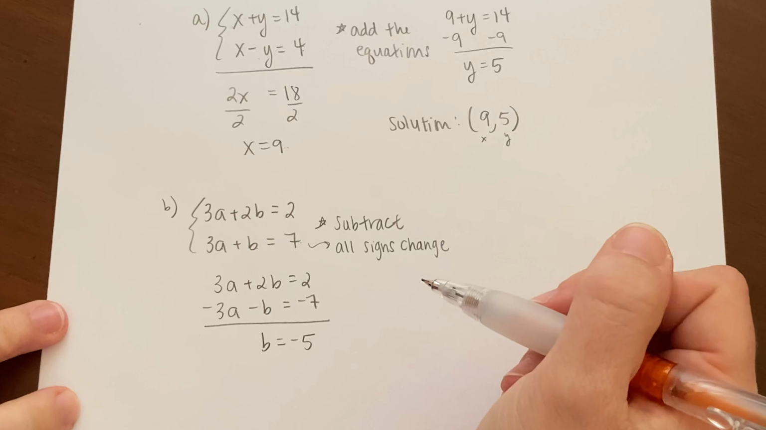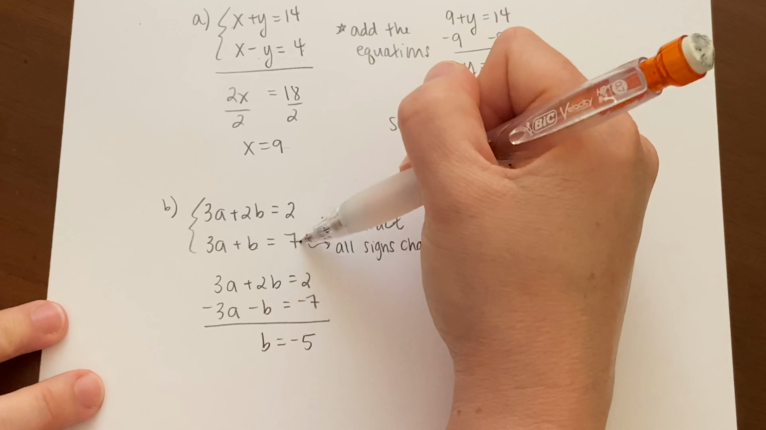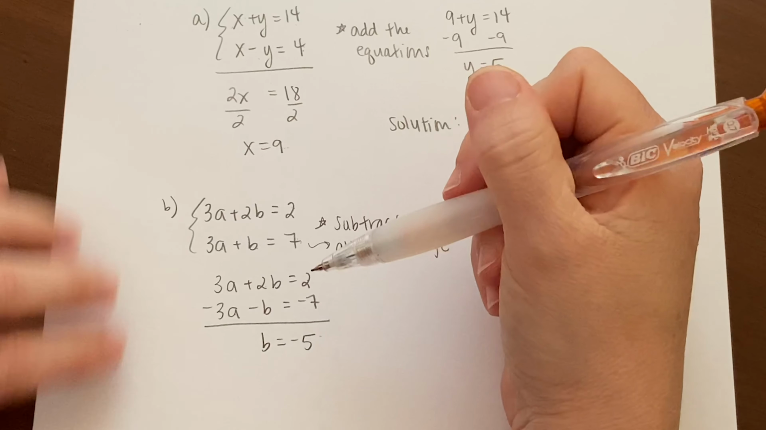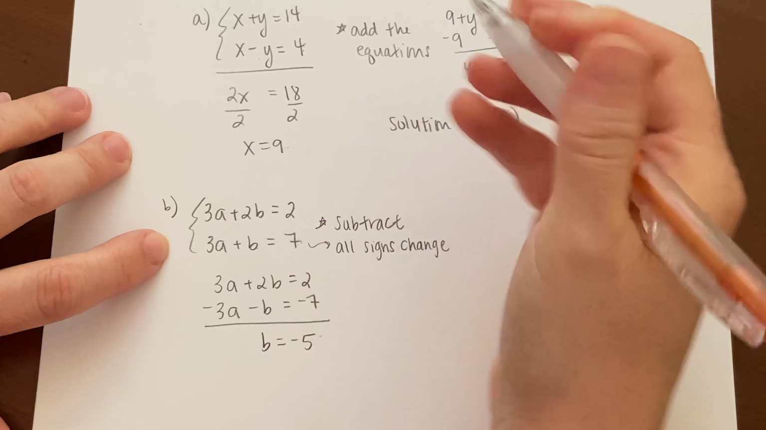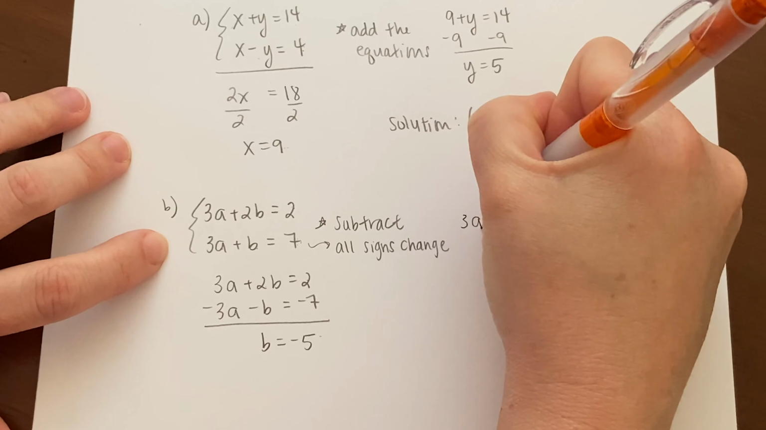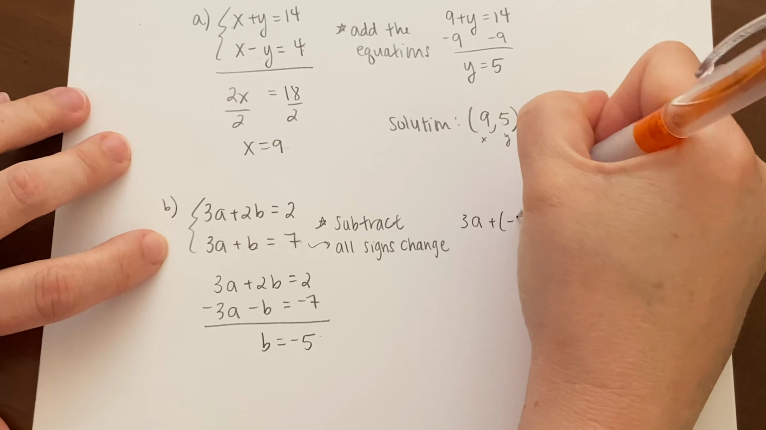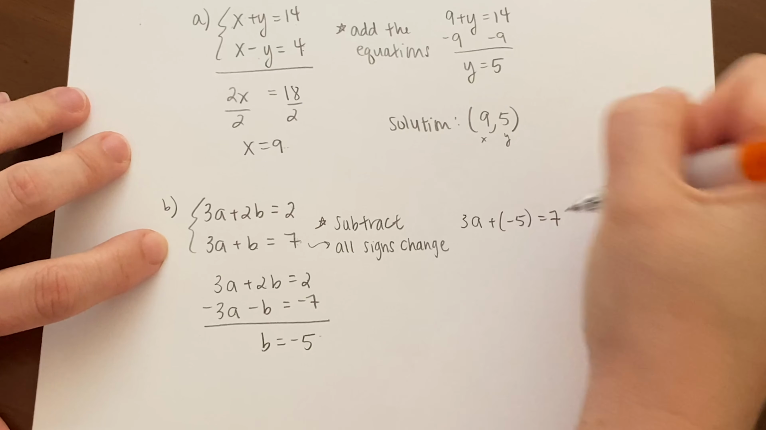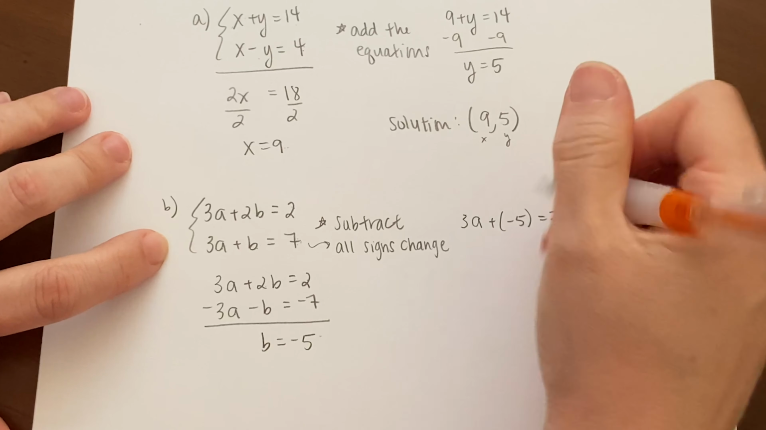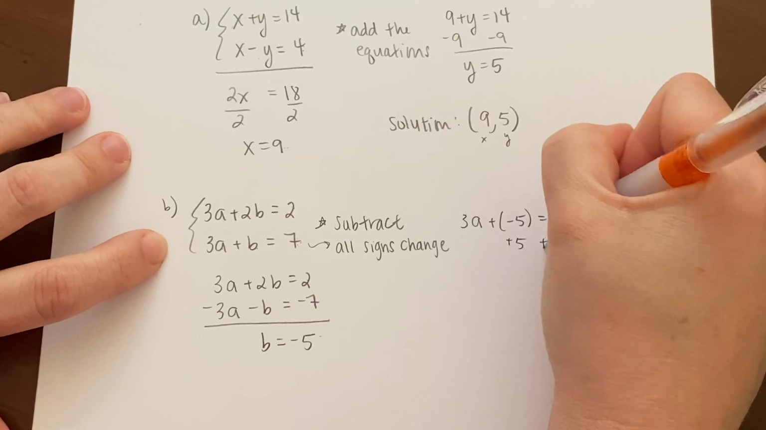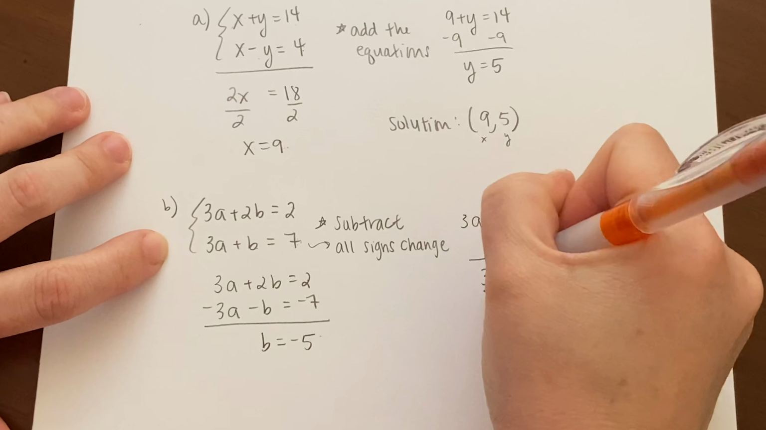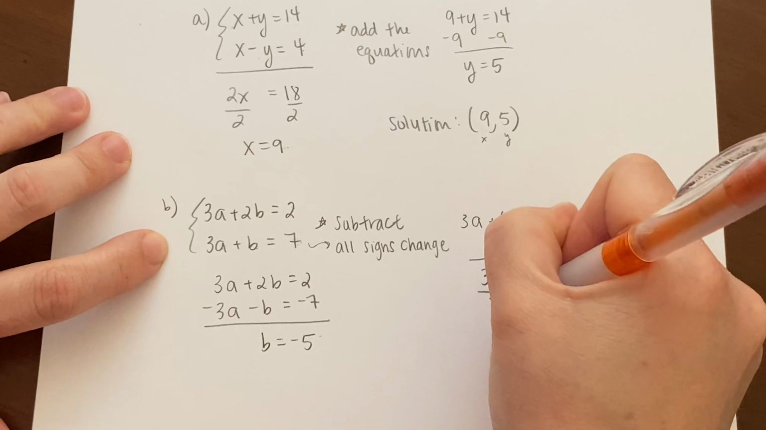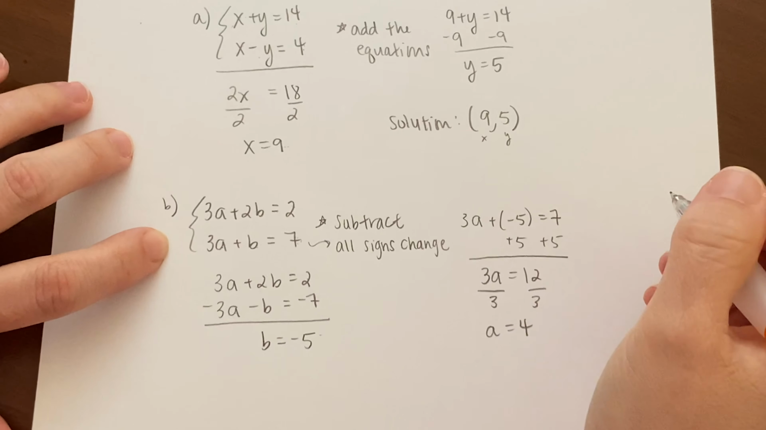Then I need the a value, so I'm going to go back to one of the original equations and plug in my b value. You can choose whichever one you want. I'm going to choose the second one. So I have 3a plus b, so plus negative 5, equals 7. The opposite of negative 5 is positive 5, so I'm going to add 5 to both sides. 3a equals 12. Divide by 3, and a equals 4.